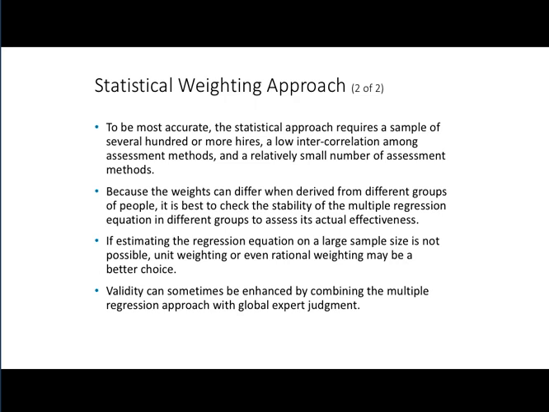Validity can sometimes be enhanced by combining the multiple regression approach with a global judgment. So you can see what your global judgment would be, and then you look at that relative to your regression results and see if combined they're both getting at the same sort of ideal. For example, if you do have a small sample, like around 100, you could do your own sort of rational or unit weighting and then run a regression and see if there's alignment there. If there's alignment, then you might be able to get away with using your statistical weighting or your regression equation to help you with that.